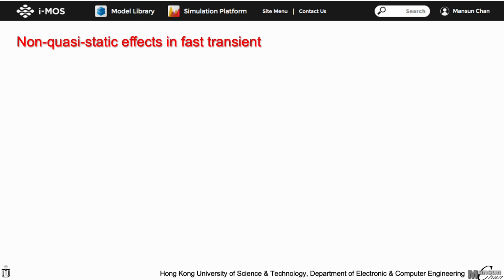The breakdown of the quasi-static approximation at fast transient leads to the so-called non-quasi-static effect. The terminology is quite misleading, as non-quasi-static behavior is not an effect. It is just a result caused by the incorrect quasi-static approximation used in SPICE. Some people also use the term frequency domain or high-frequency non-quasi-static effect.